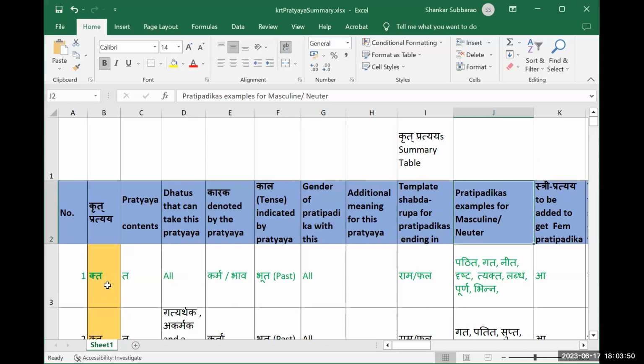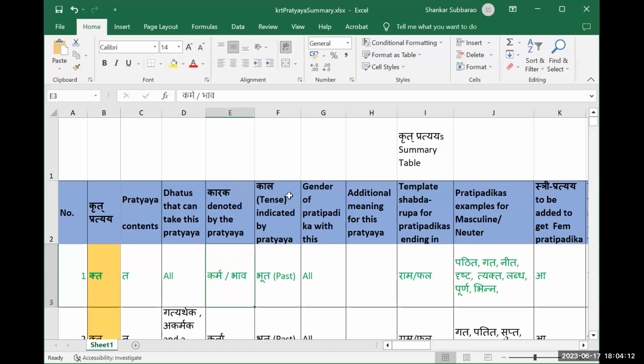We'll understand that a few weeks later, what it means. The contents of the pratyaya, the ka is not part of it, just ta. Then which dhatus can take this particular pratyaya? Here, all dhatus can take the pratyaya. And in what karaka senses can the pratyaya be added? It is either karma or bhava.